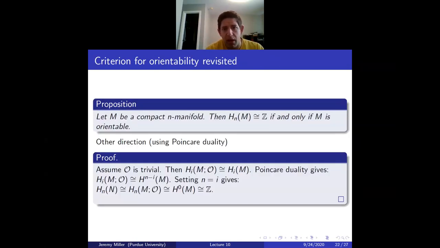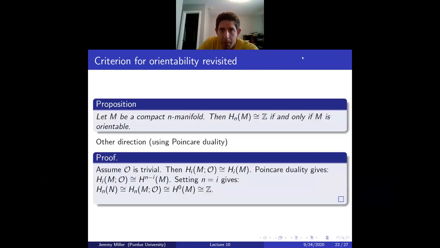A while ago we said that a manifold has H_n isomorphic to Z if and only if M is orientable. We proved one of the directions, and the other direction is: if M is orientable, meaning the orientation bundle is trivial, then homology with coefficients in O is the same thing as just homology. So if we're assuming Poincare duality, we get homology of M with coefficients in O is n minus i cohomology for all i, and now you set n equals i.